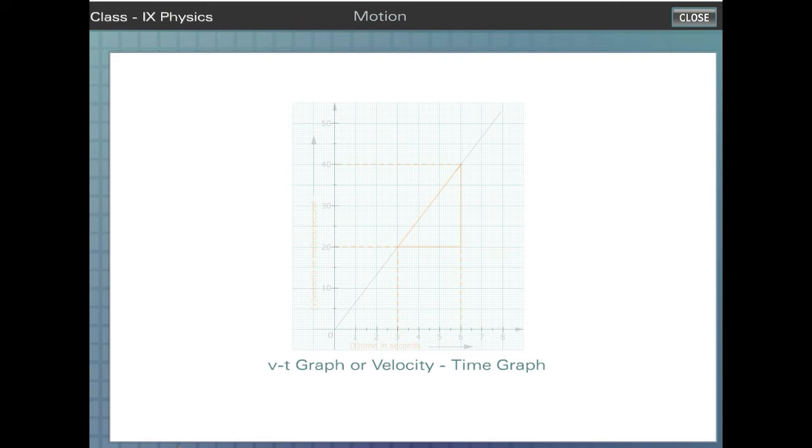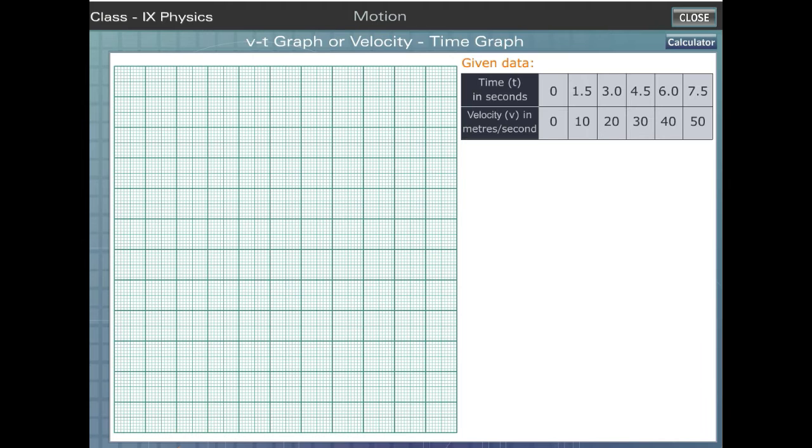VT graph or velocity time graph. Let us learn to plot a velocity time graph for the given data and to calculate the corresponding physical quantity from the graph. Draw 2 straight lines, one in the horizontal direction and the other in vertical direction from the left-hand side bottom corner of the graph paper.